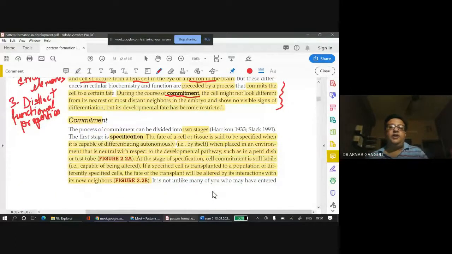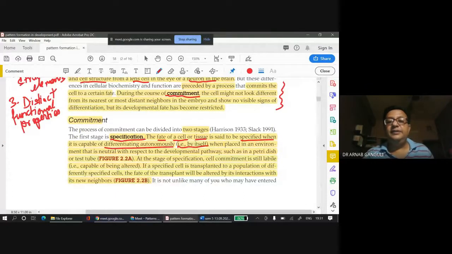So this commitment has also got two stages. The first is specification. That is, the fate of a cell or tissue is said to be specified when it is capable of differentiating autonomously, that is by itself, when placed in an environment that is neutral with respect to the developmental pathway, such as a petri dish.